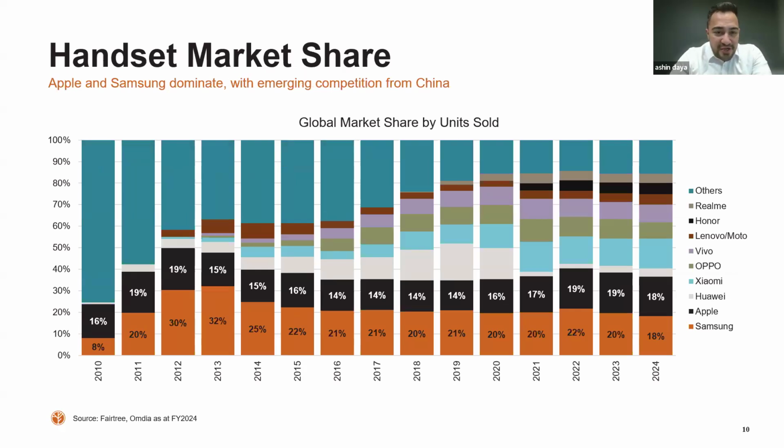And then what I've got here is global market share by units sold. So again, this is units and not revenue. And what you see is, Samsung and Apple's market share have been relatively stable over the last sort of 8 years or so. And then there's been an emergence of a number of Chinese competitors. So Huawei, which we're probably all familiar with. You can see that in 2021, their market share dropped off very significantly.